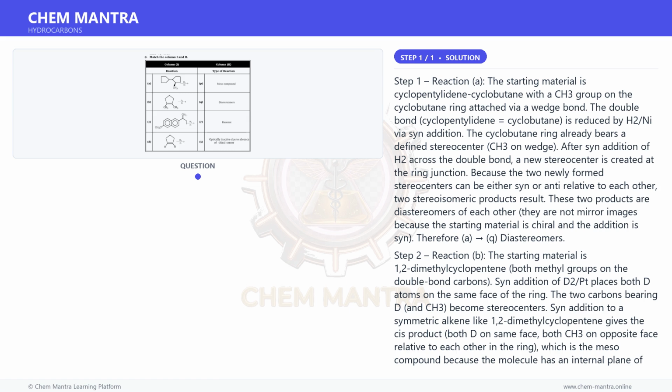These two products are diastereomers of each other. They are not mirror images because the starting material is chiral and the addition is syn. Therefore, A → Q, diastereomers.